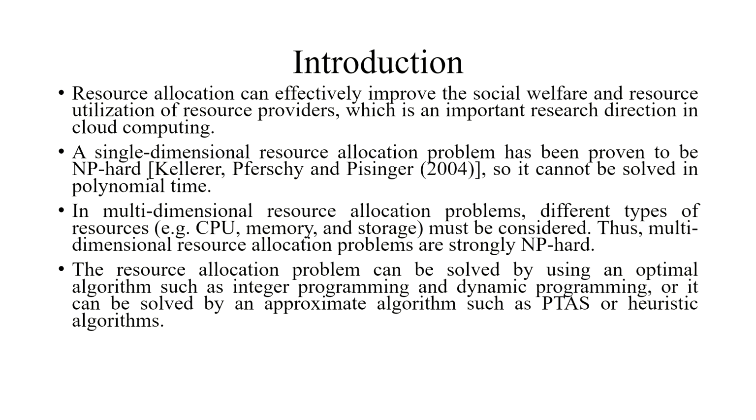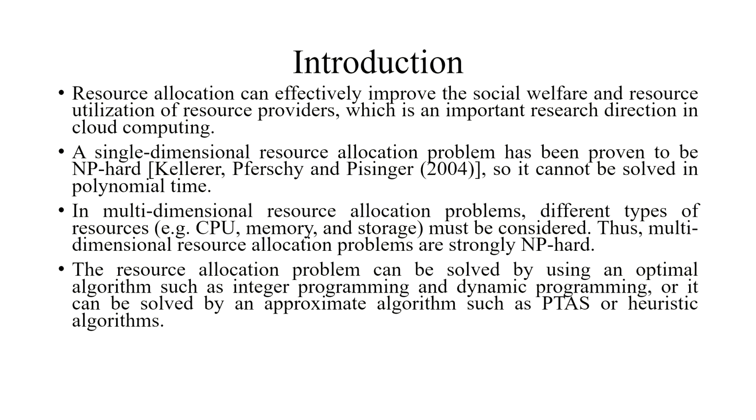So it is very clear that if a single dimensional resource allocation problem is NP-hard, then in the multiple dimensional resource allocation problem, different types of resources like CPU, memory, storage, etc. must be considered. Thus, the multi-dimensional resource allocation problem is strongly NP-hard. So, one-dimensional is already NP-hard when you just worry about CPU utilization, say. But when you worry about CPU utilization, the memory usage, the storage running out, everything, then it becomes even more hard.